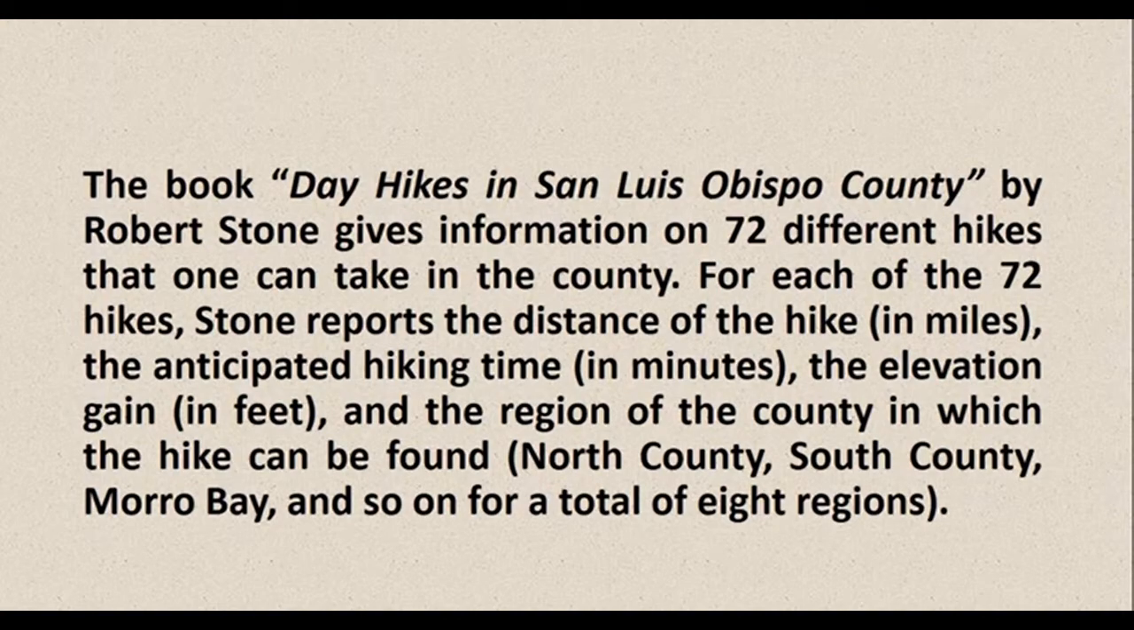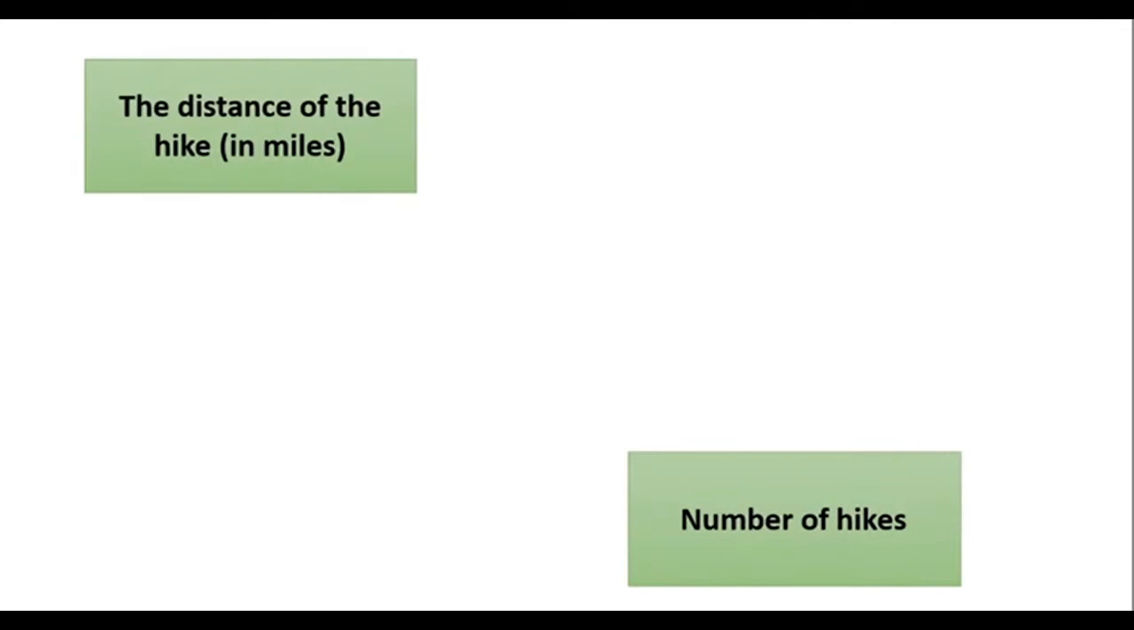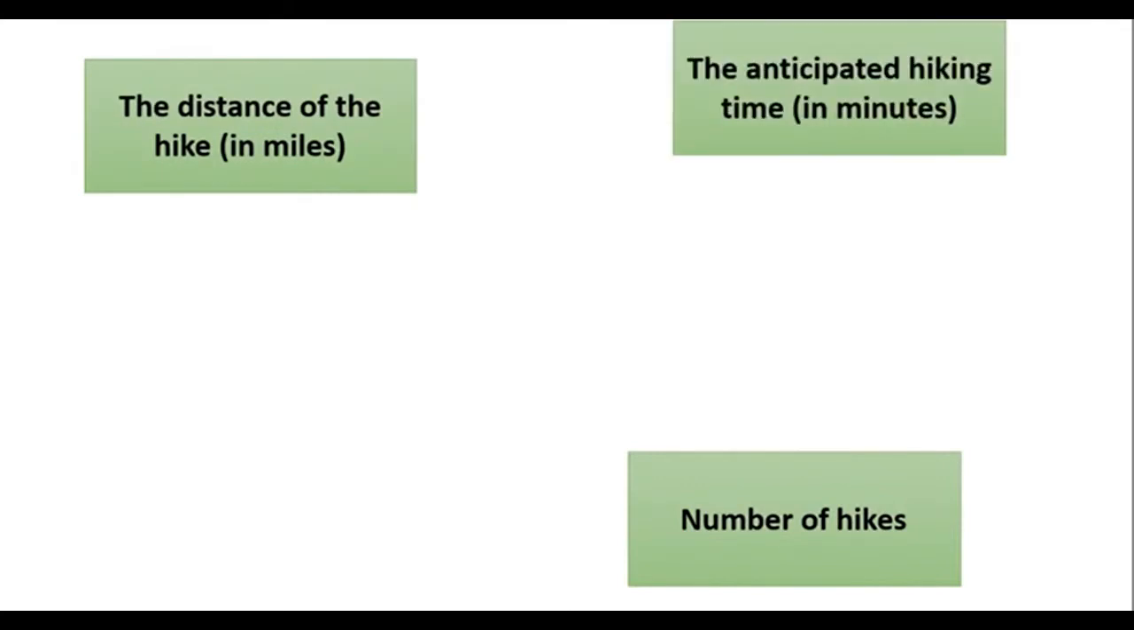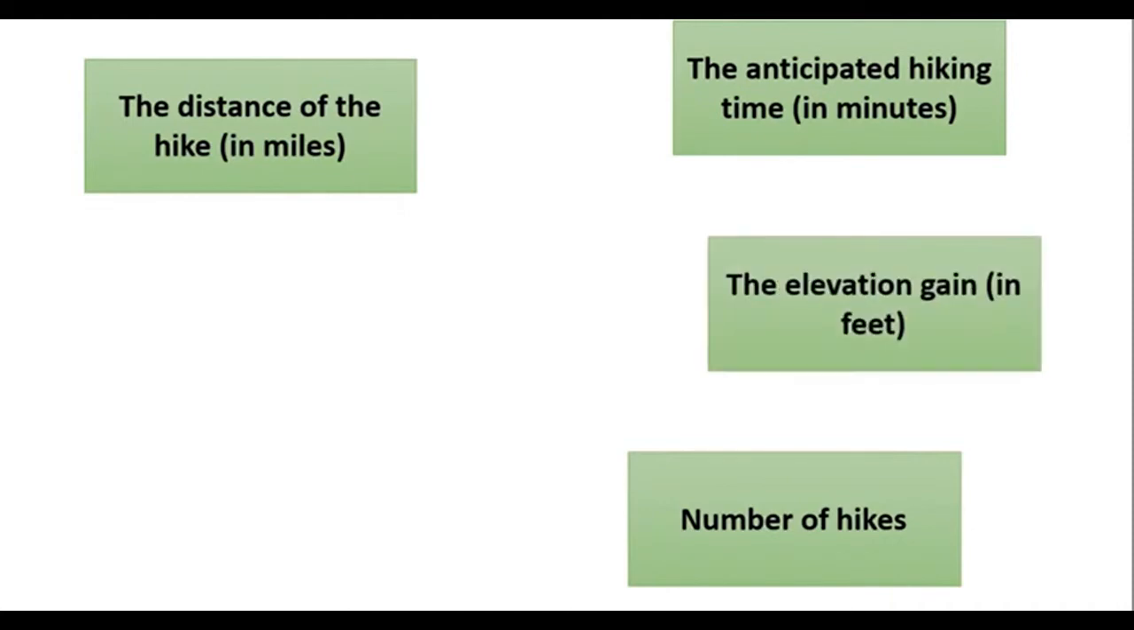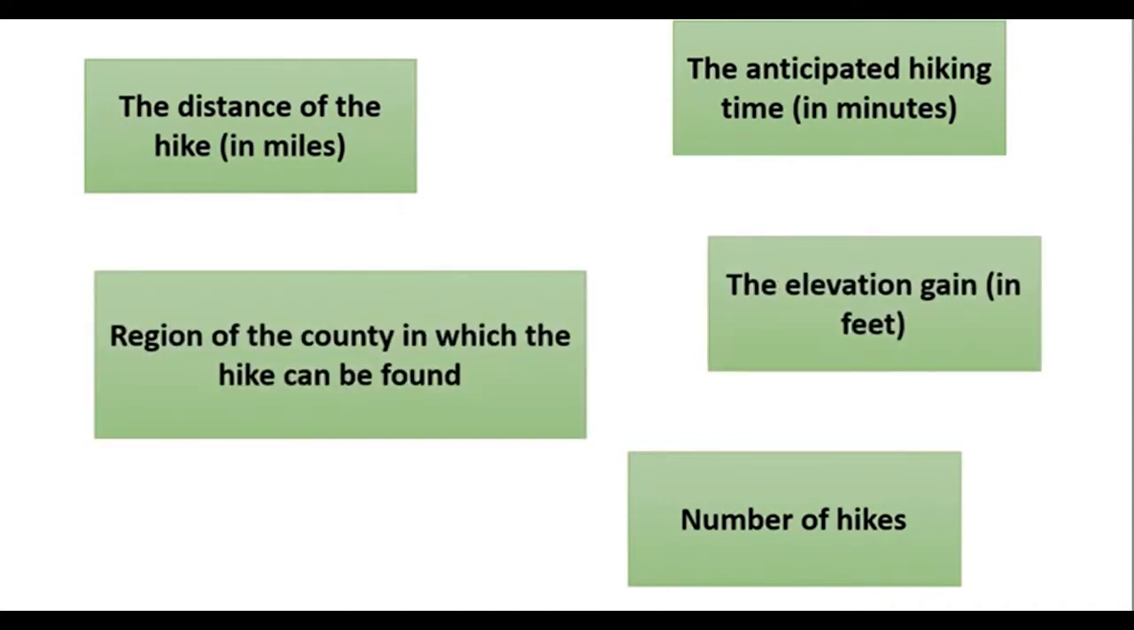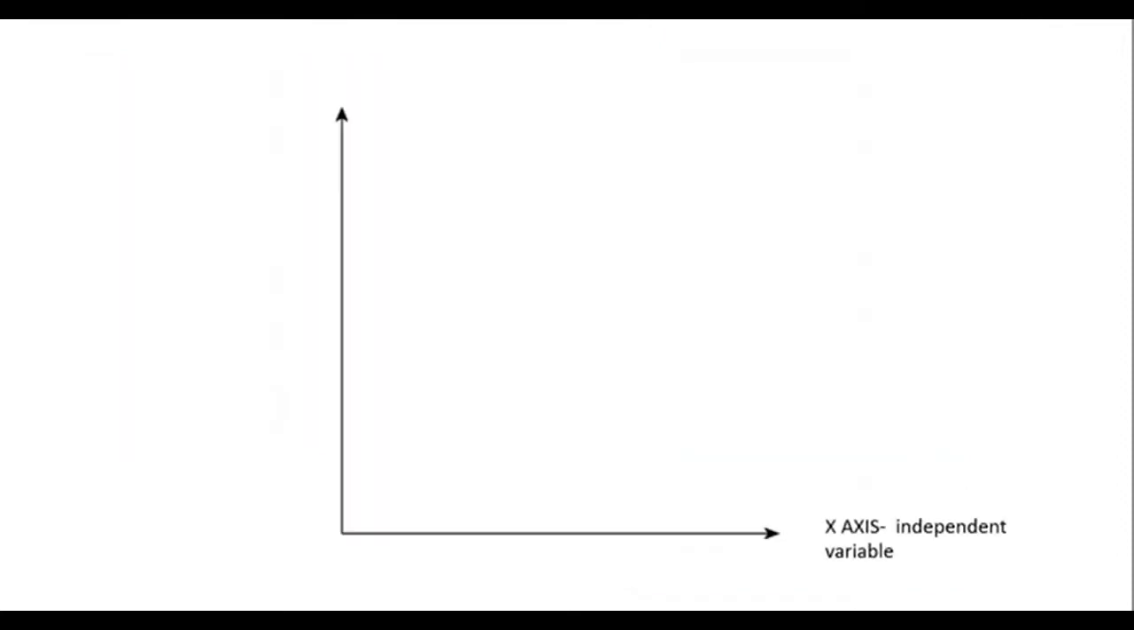From the situation, we have 5 different variables: the number of hikes, the distance of the hike, in miles, the anticipated hiking time, in minutes, the elevation gain, in feet, and the region of the county in which the hike can be found. Before we continue with labeling, the student should know what to label on the x-axis and y-axis. The x-axis is labeled with the independent variable whose value does not depend on others, while the y-axis is labeled with the dependent variable whose value depends on other variables.